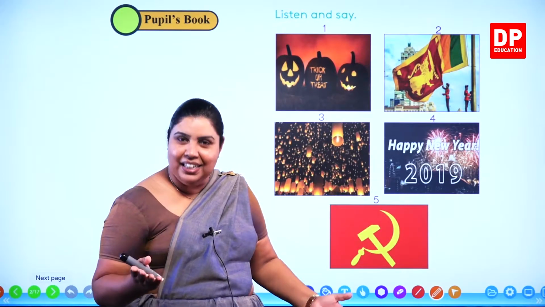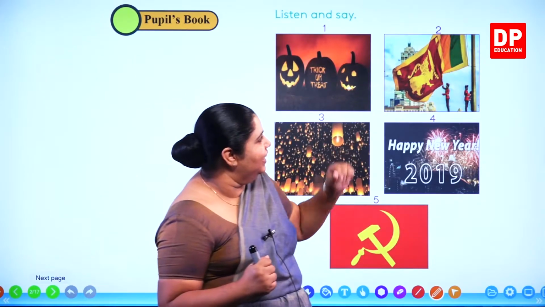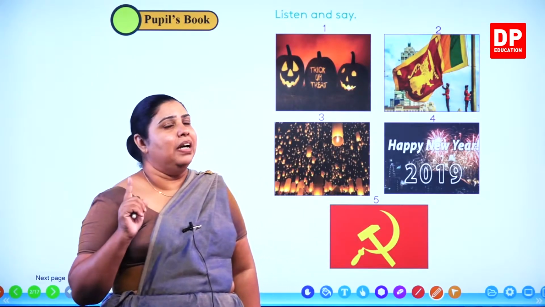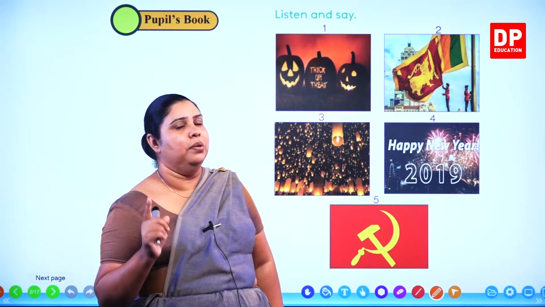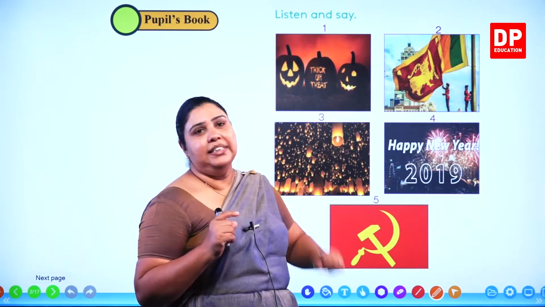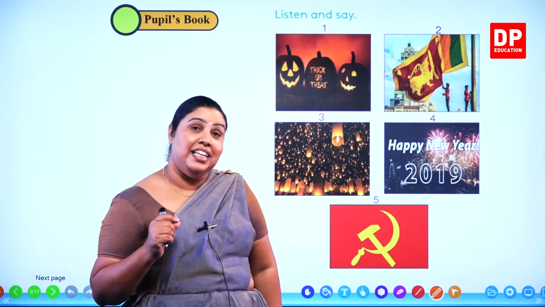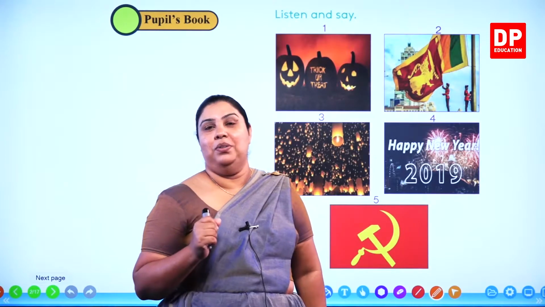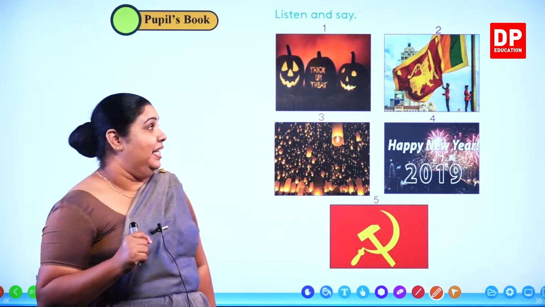It is our national flag. And what do you think that we are going to talk about using this second picture? We'll see. I will tell you all about it when we do a lesson in detail.